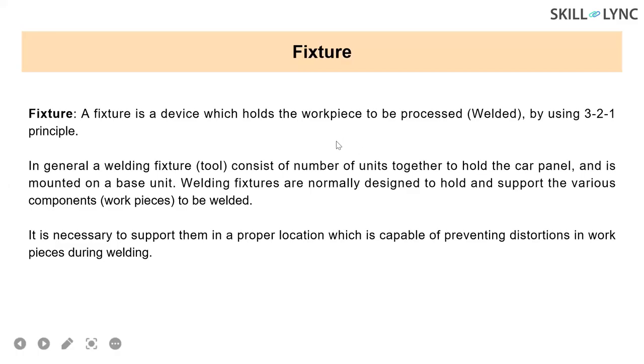So I will be having a fixture. So what is a fixture? A fixture is a component which holds the workpiece that is to be processed. It can be any of the joining processes. It can be welding, or gluing, or applying fasteners, or riveting operation. So a fixture is a device which will be holding the workpiece to be processed. We can use it for a lot of joining processes, which can be welding, applying glue, adding fasteners, riveting, or we want to inspect the particular component.